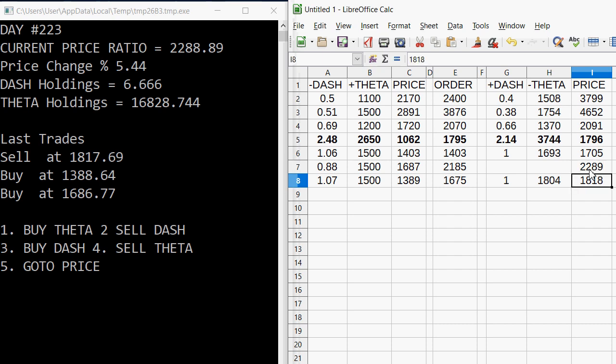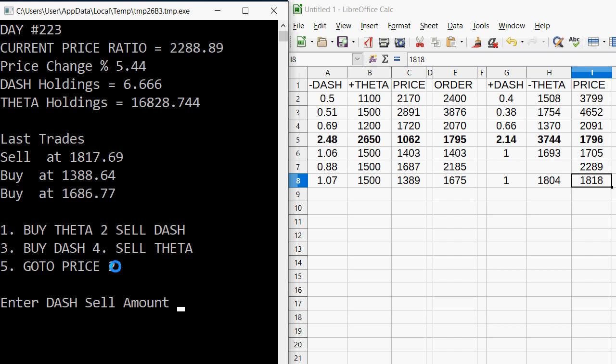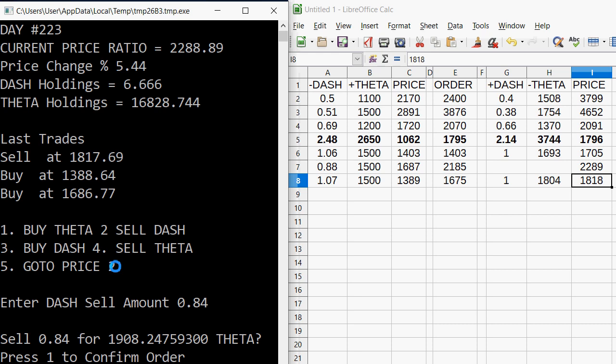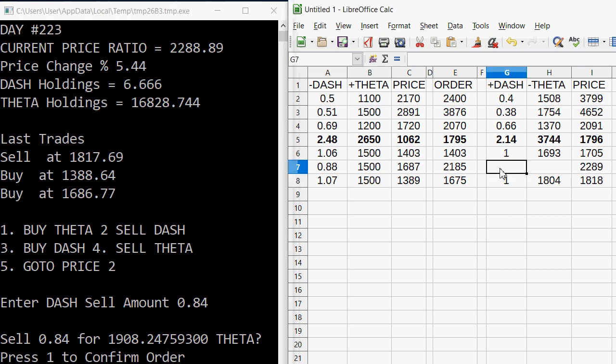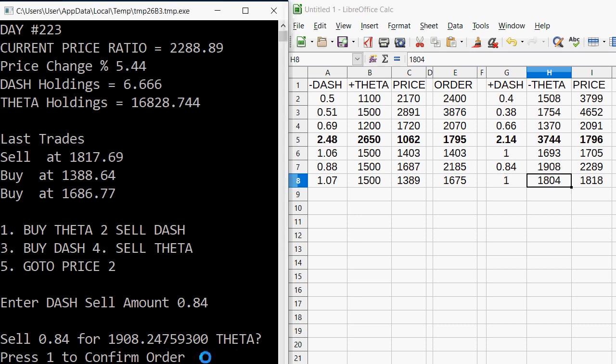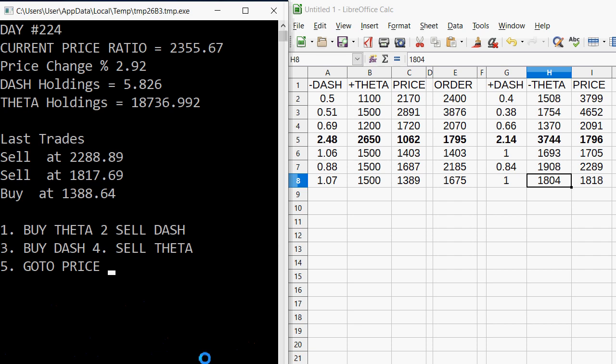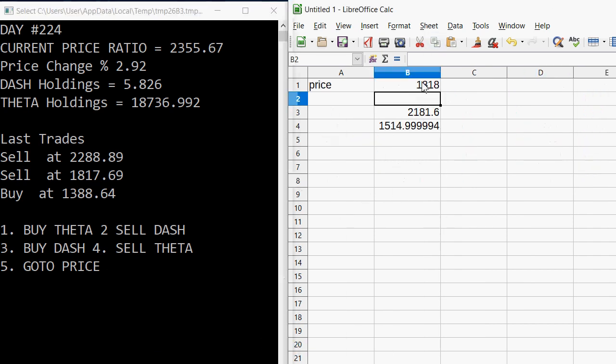And now every trade is completed. Let's go in here and we're selling, so let's do it correctly. It's push number 2. We had 0.88 dash, so about 8.4. What would that get us? Over 1900, another successful trade. And here we go again. Let's see where we stand for the next one.